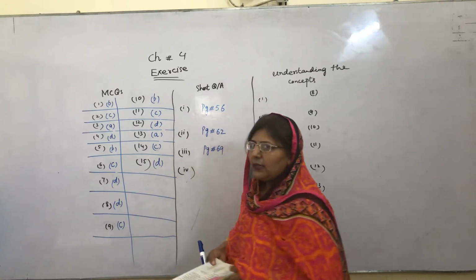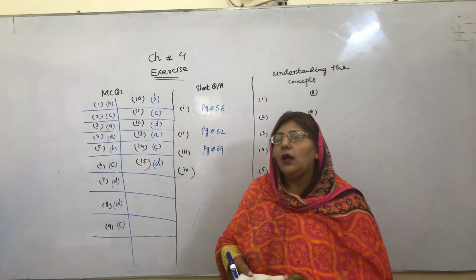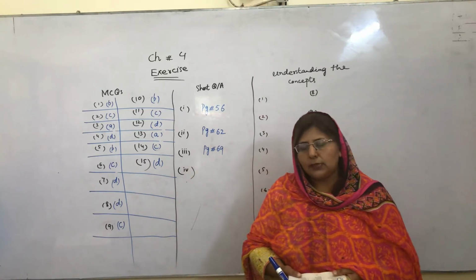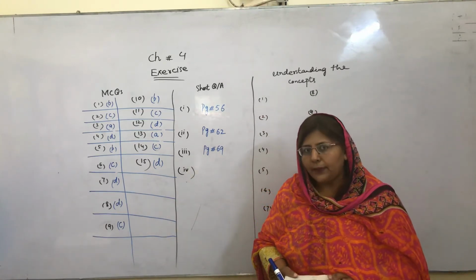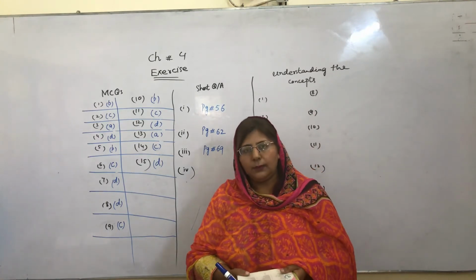Diffusion, today we have discussed diffusion. What is diffusion? It is a process from higher concentration to lower concentration, and it happens in our lungs. It can happen in fish and in gills.